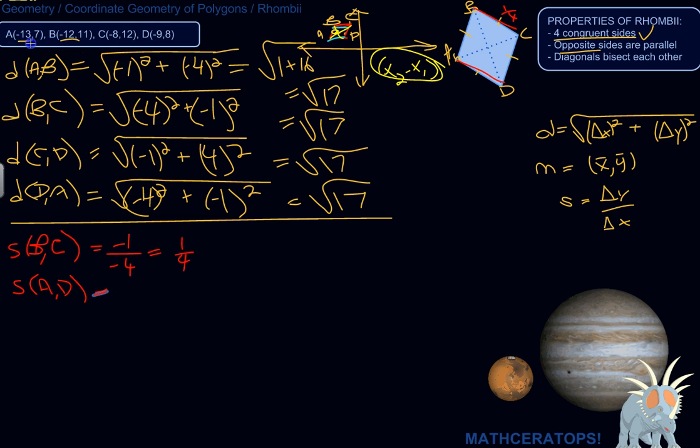So we can look at A and D. The difference in the y's, 7 minus 8, is negative 1. Difference in the x, negative 13 minus negative 9, so that's negative 13 plus 9, which would be negative 4, which would simplify to 1/4. Alright, so these two line segments are parallel to each other. Let's check AB and CD.